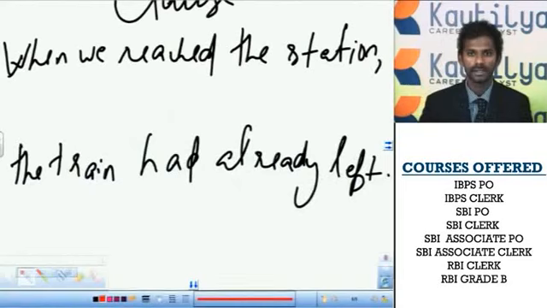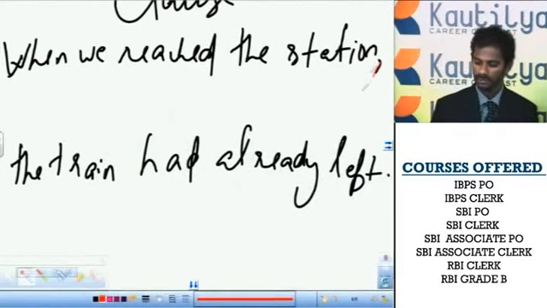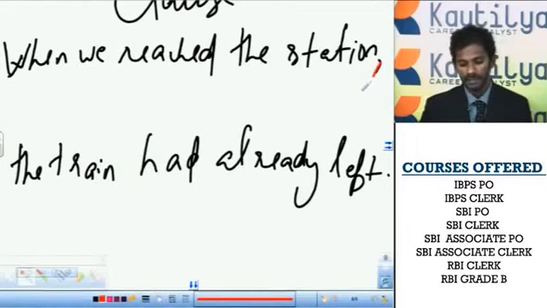How many clauses are there in this sentence? There are 2 clauses, shown by the comma. "When we reached the station" is one clause, "the train had already left" is another clause. So a clause should contain a subject and a predicate. Fine. Come to the first part before the comma.